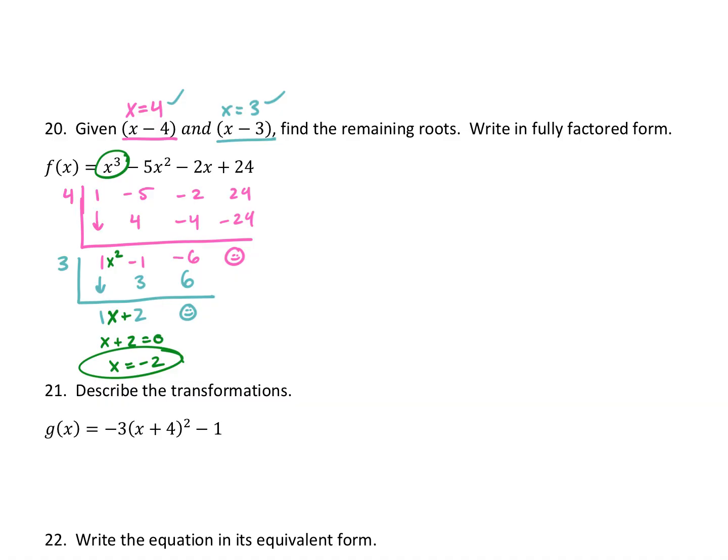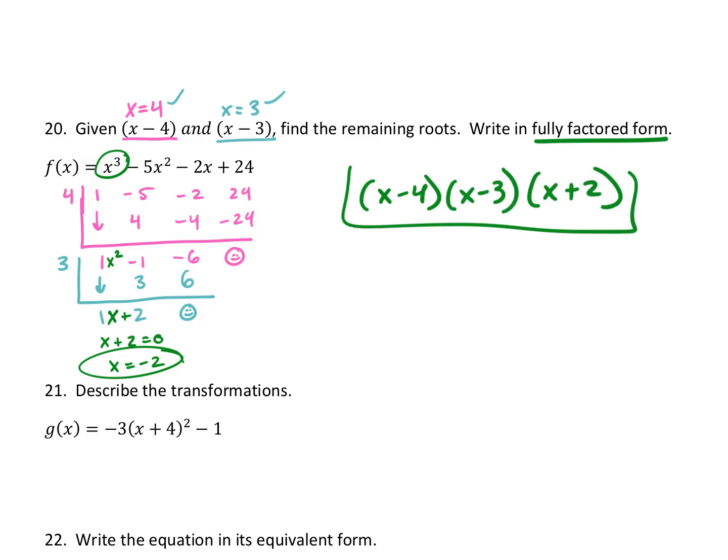To write it in fully factored form, just write the factors out. So x minus 4, x minus 3, and x plus 2. Now, it might be written either way, so just look at your answer choices. X equals 4, 3, and negative 2. So when you put it in factored form, you always change the sign.